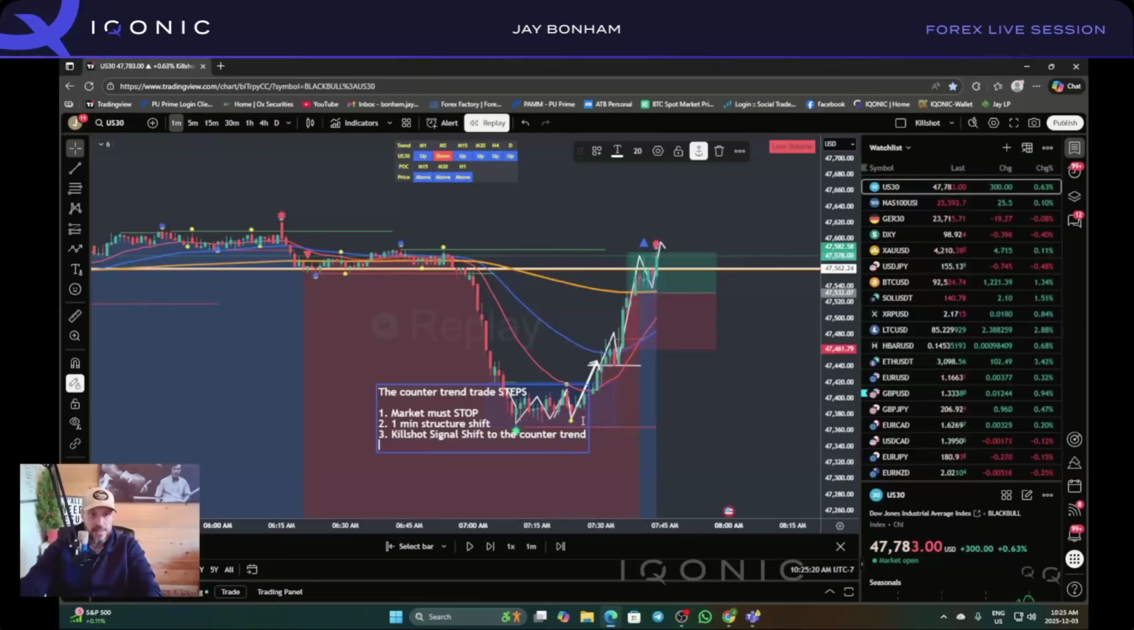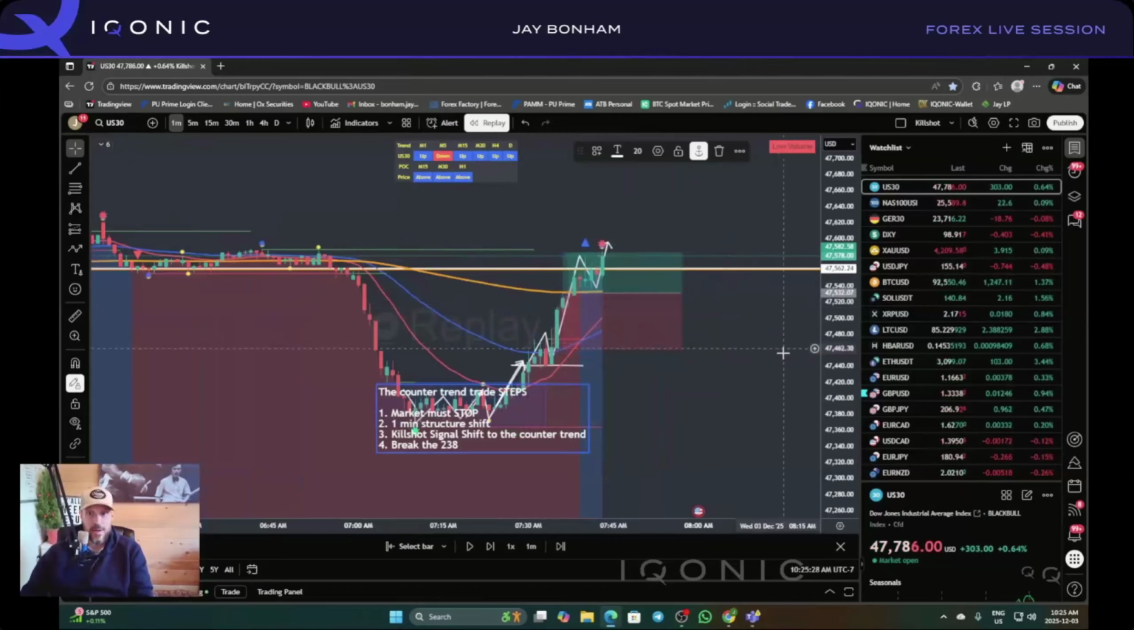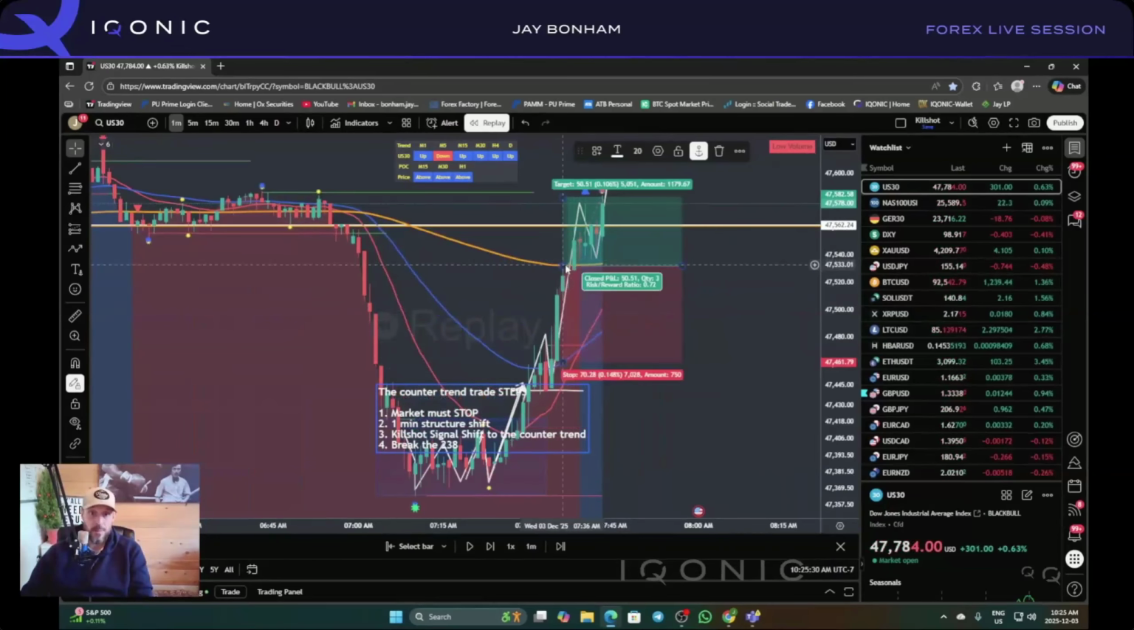The last thing is we want to break the 238. That's the last thing for us to enter. We want it to break the 238. And you're probably going to need bigger parameters, and you're probably going to want to enter as it breaks the 238. Right? You would have been whipped into it there. It pulled back on us, then shot up. And maybe you only got 10 pips out of this. Maybe you got 30. Maybe you got 50.